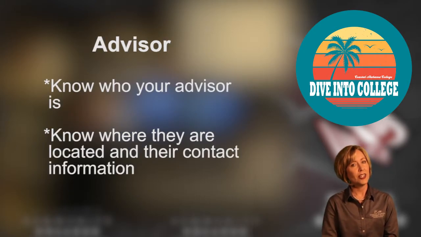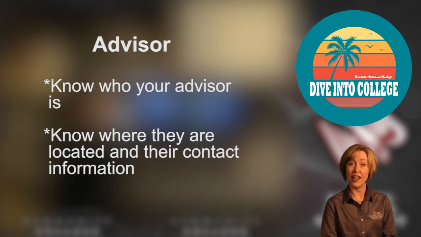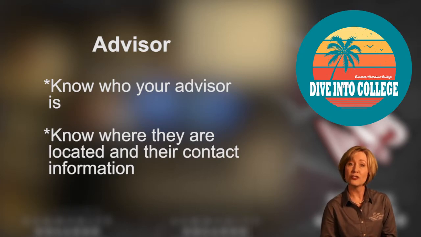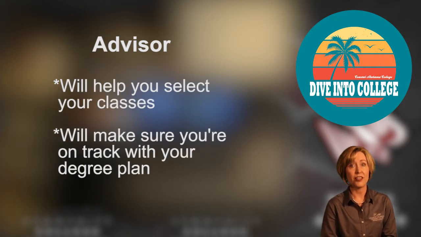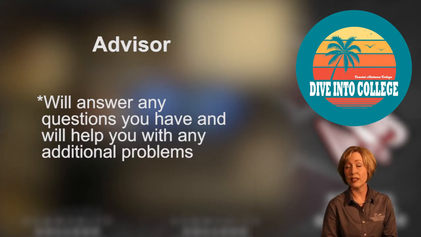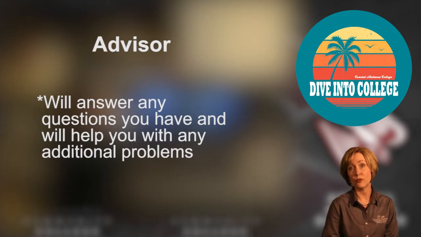One of the best things you can do to be successful is see your advisor. When it comes time to getting your classes together, you want to, number one, know who your advisor is. You can see that at the top of your degree plan when you print that out on your MyCA account. And you want to, number two, make sure you know where your advisor is located, and there's some contact information on there as well. Your advisor will help you select your classes. Your advisor will make sure that you're right on track with your degree plan. And your advisor will also make sure that if you have any questions, anything that you need answered, any additional help that you need, your advisor can assist you with that.